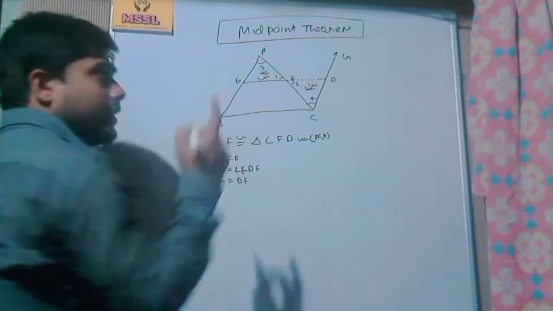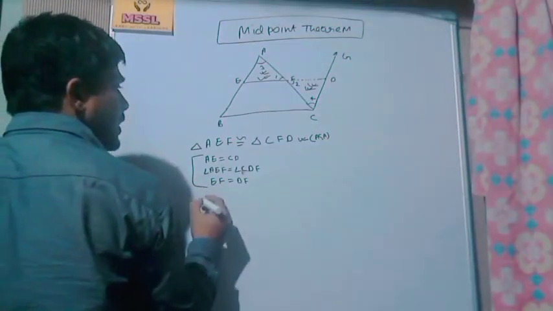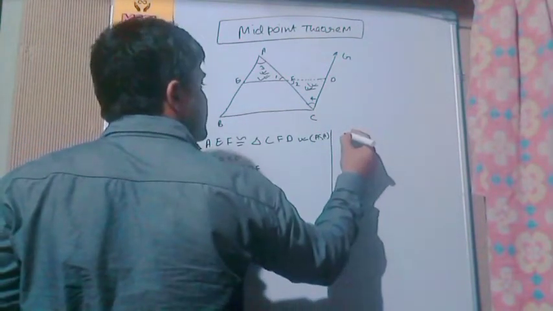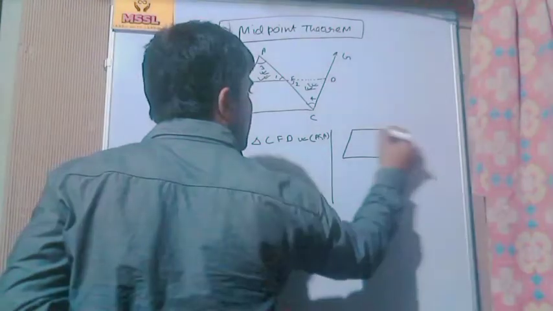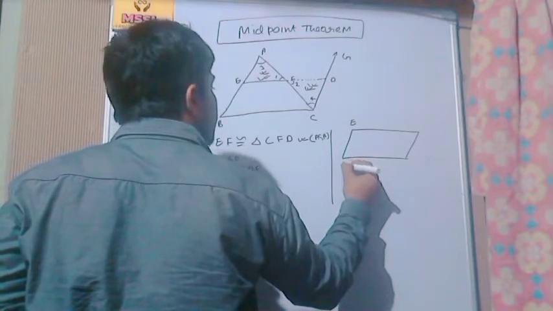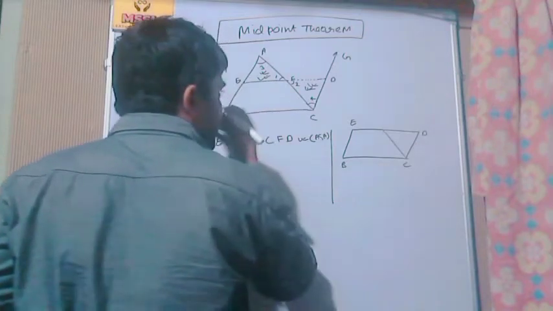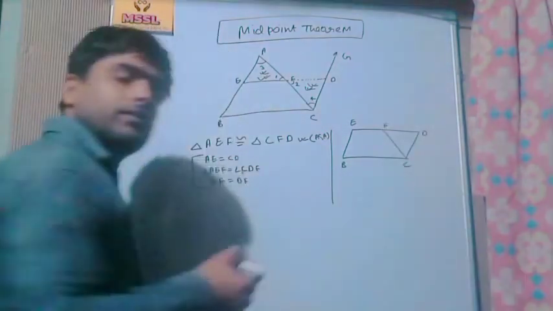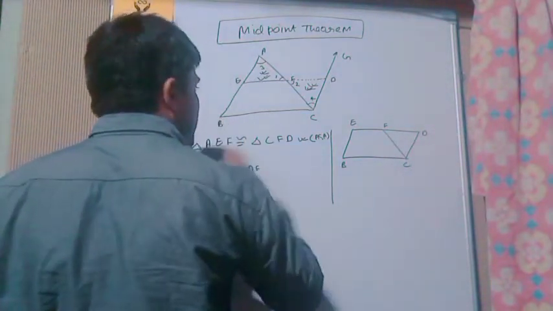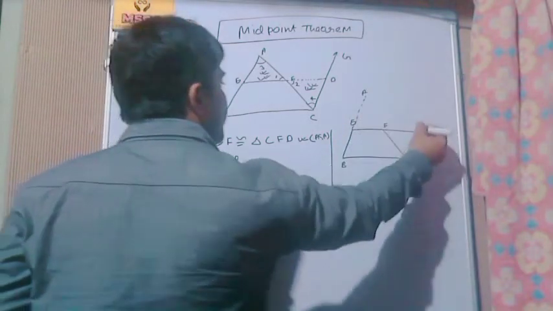Now moving on, the second step is to prove that EBCD is a parallelogram. So we'll see how.